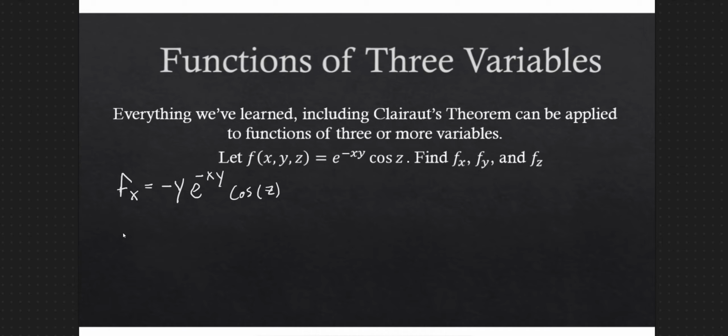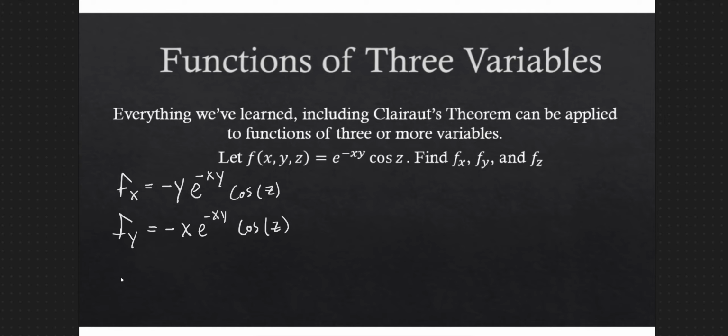Let's go ahead and find our partial with respect to y. Again, locate where are my y's in the function? Well, they're just here inside of the e, just like x was. So this is going to look very similar to f sub x. Instead, this negative x is going to pop out because it's the constant multiple of y. So this will be negative x e to the minus xy. Cosine z comes along as a constant with respect to y.